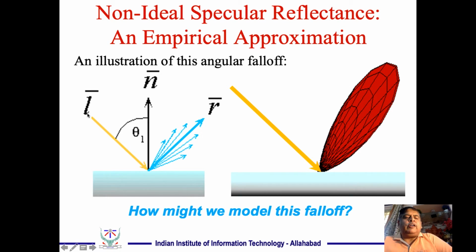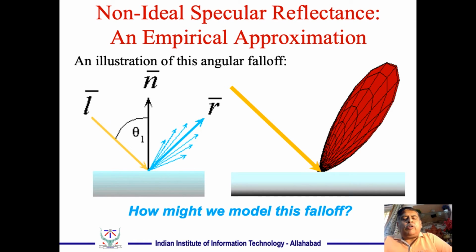Here I have a ray L hitting at an angle theta. It should have reflected in the direction r, but instead of reflecting in direction r, it reflects in multiple directions, centered around the direction r. So here you have the effect of a beam hitting the surface and being spread over this area.